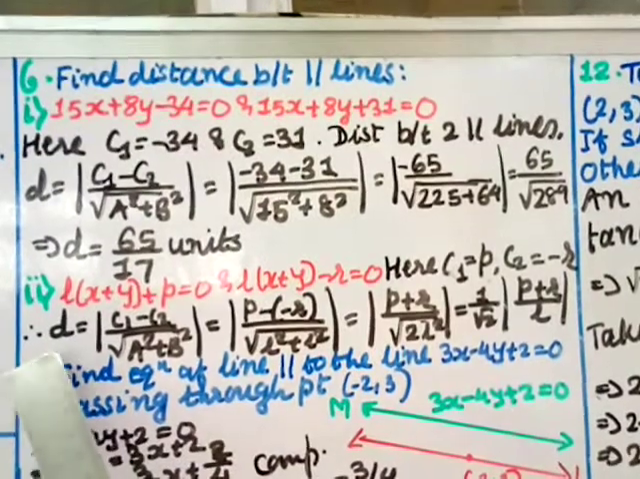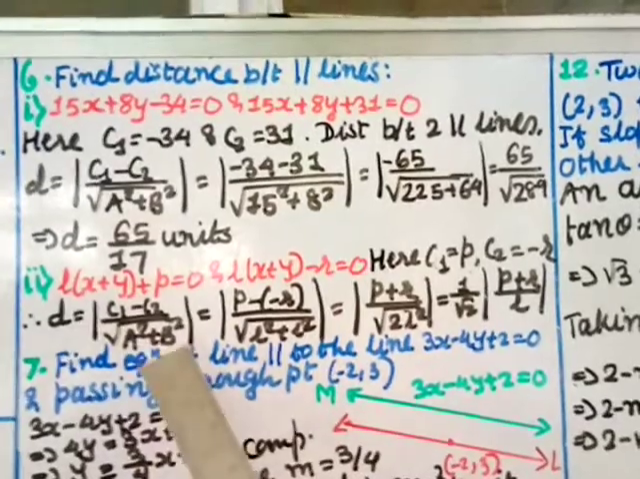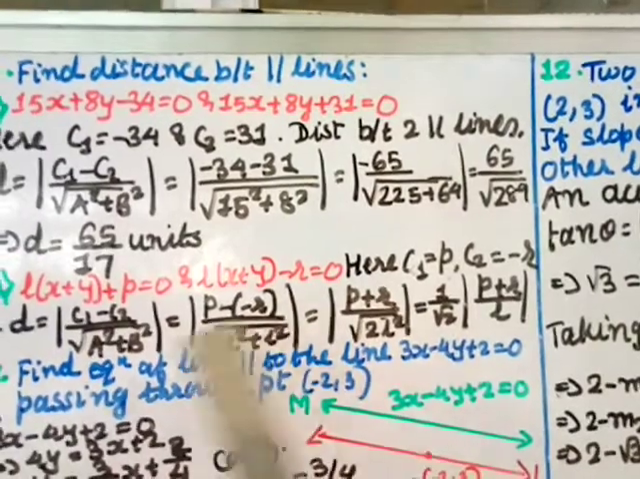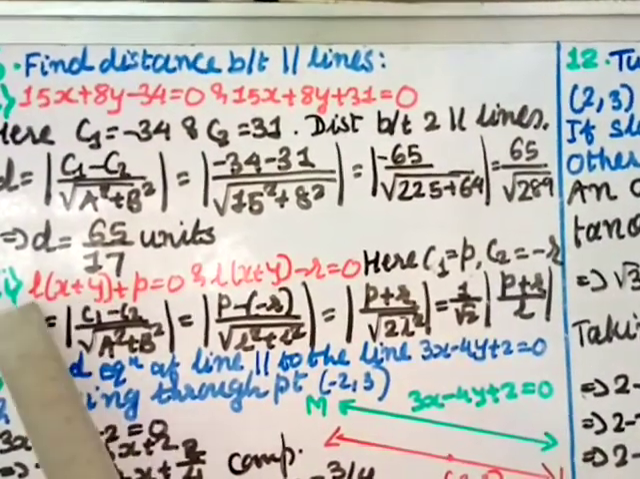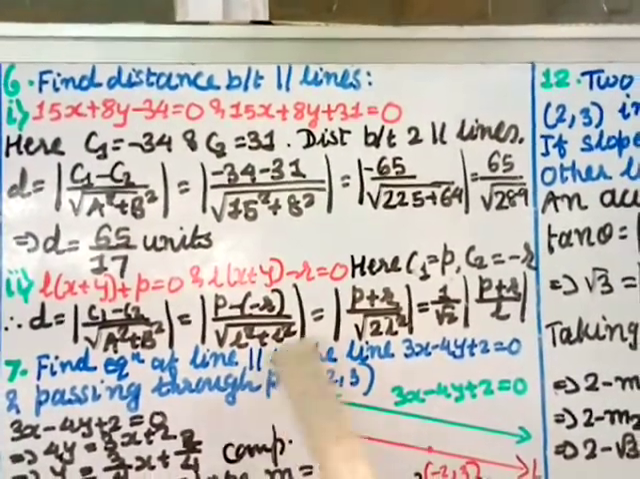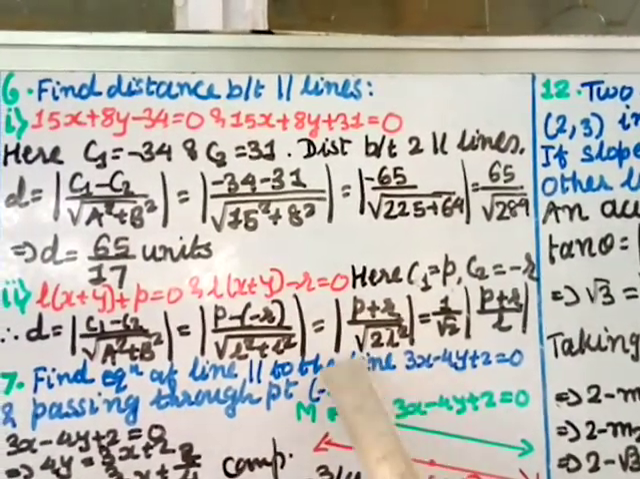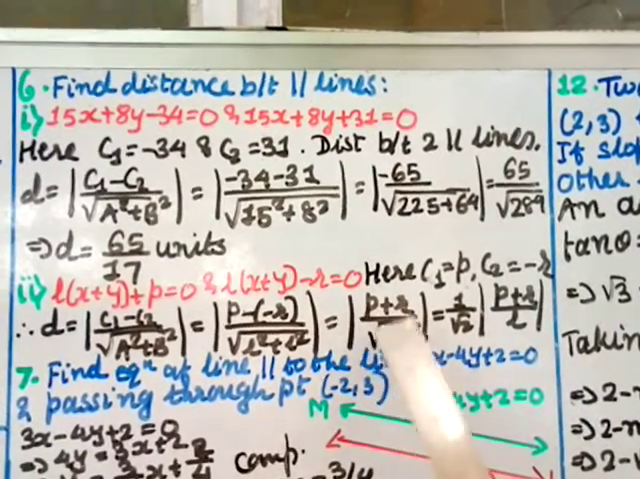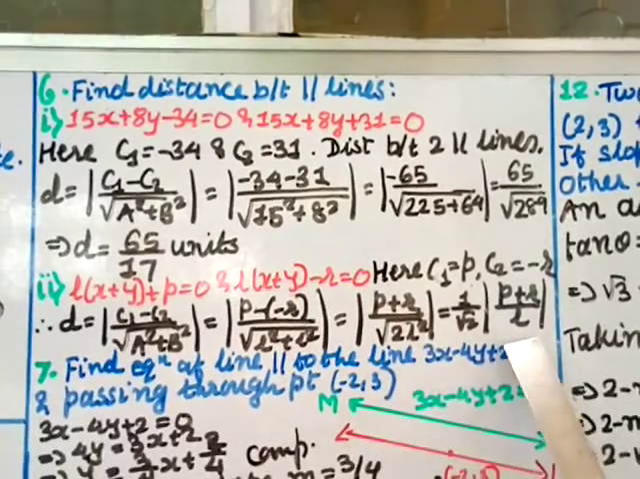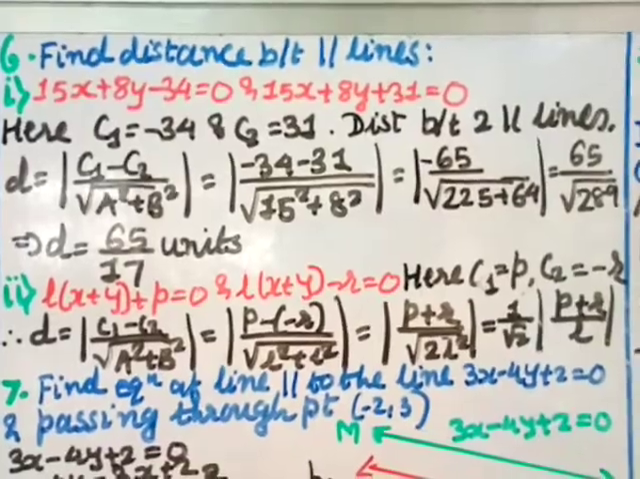Use the same result. So d equal to modulus of C1 minus C2 divided by square root of a square plus b square. C1 is p, so put p minus C2, which is minus r, divided by the square root of the coefficient of x, which is L, and y also is L for both equations because they are parallel. So under the square root it is L square plus L square, and the numerator is p plus r. L square plus L square gives you 2L square under the square root. The square root of 2 you can take out, so it is 1 by root 2 times (p plus r), and the square root of L square will be L. Okay, so this is the distance between the given two lines. That is the solution for question number 6.